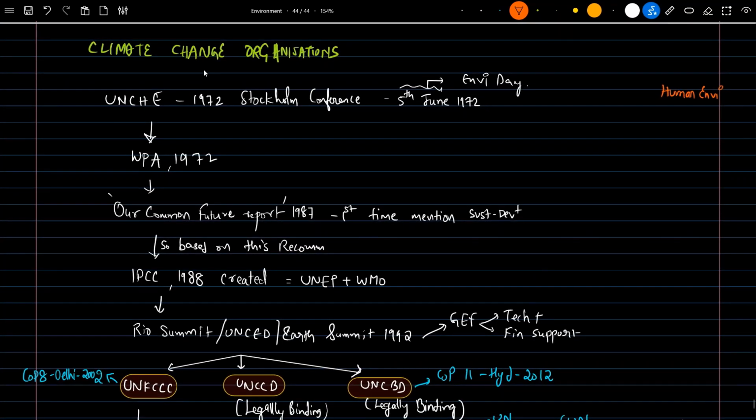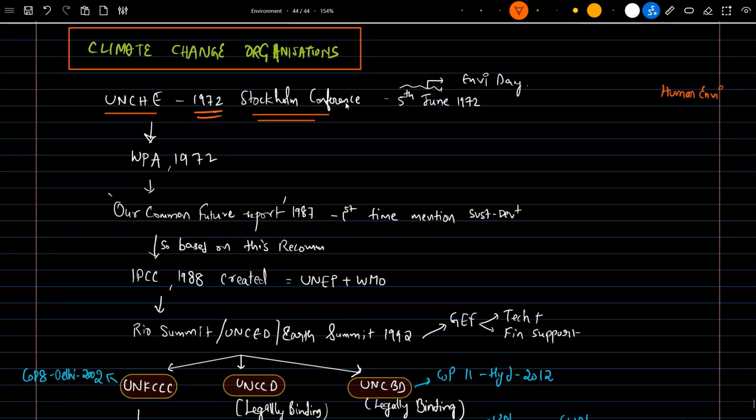Now let's understand the climate change organizations. This is the most important thing. In 1972 there was the Stockholm Conference, also called the United Nations Conference on the Human Environment. It took place on 5th June 1972. From then onwards, 5th June is considered World Environment Day. After attending this, Indira Gandhi formulated an act called the Wildlife Protection Act of 1972.